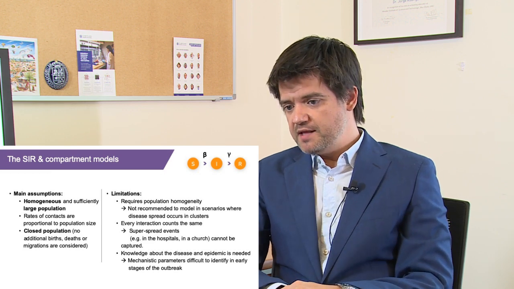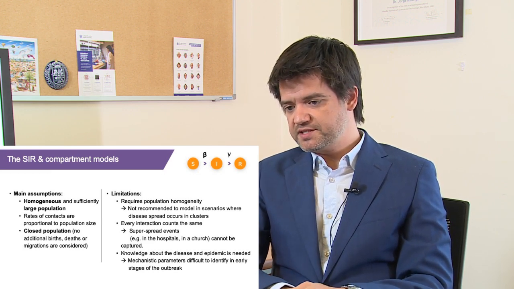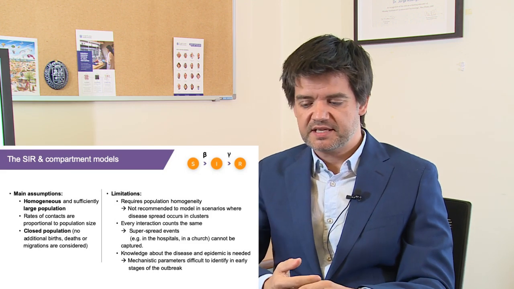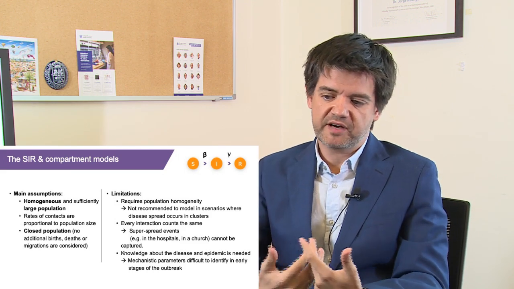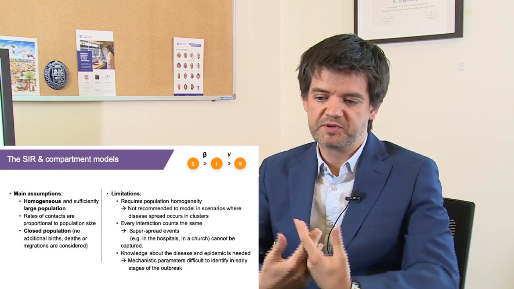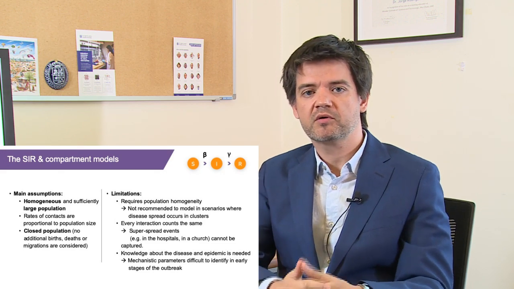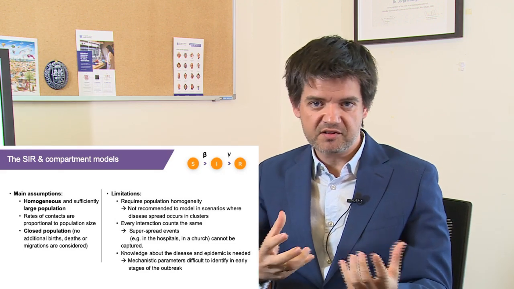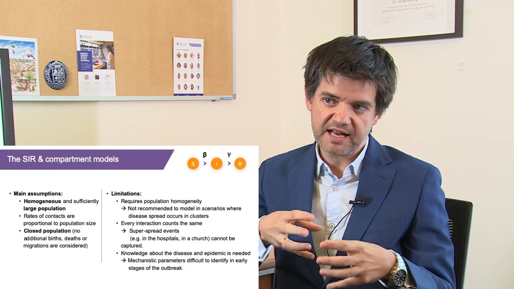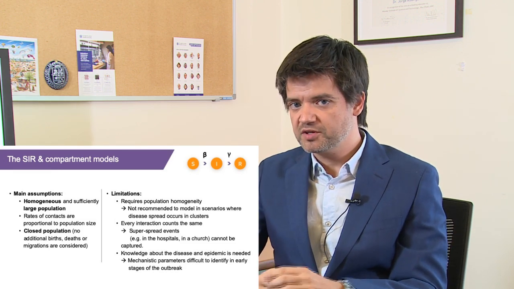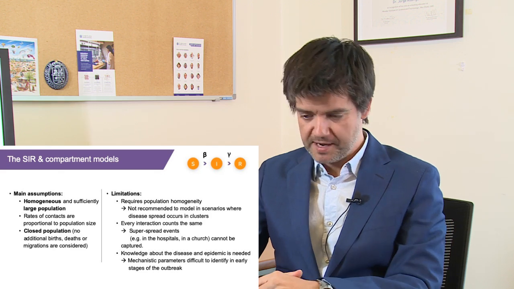Then, also, in these kinds of models, every interaction between individuals is treated as the average, right? It's treated as the same thing, which means it has a limitation. If you have particular events or super spreader events, like a football game or people going to the mosque, these things, where a lot of contagion can happen, could not be captured by these models, because these models are all about the average, right?